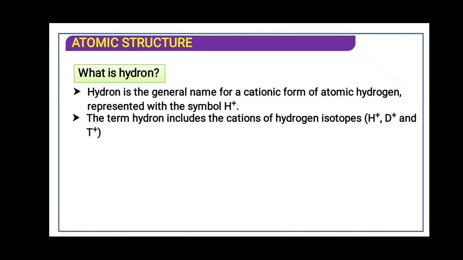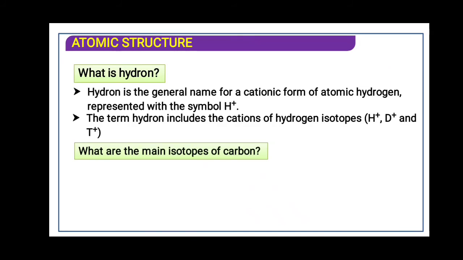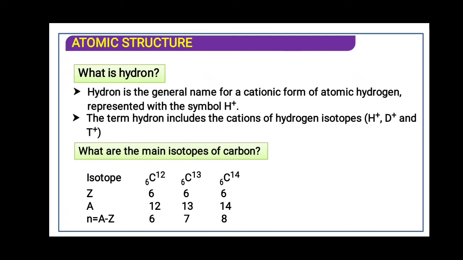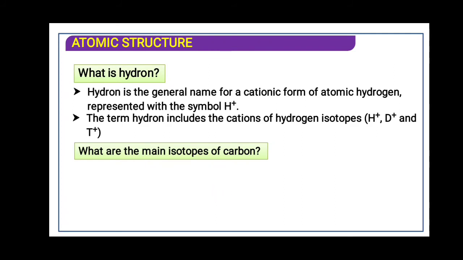All cations of the isotope of hydrogen are said to be a hydron. What are the main isotopes of carbon? Carbon with mass 12, carbon with mass 13, carbon with mass 14. For the atomic number, that is Z, which is given below as a subscript, 6. 6 means the element will not change, that is carbon.